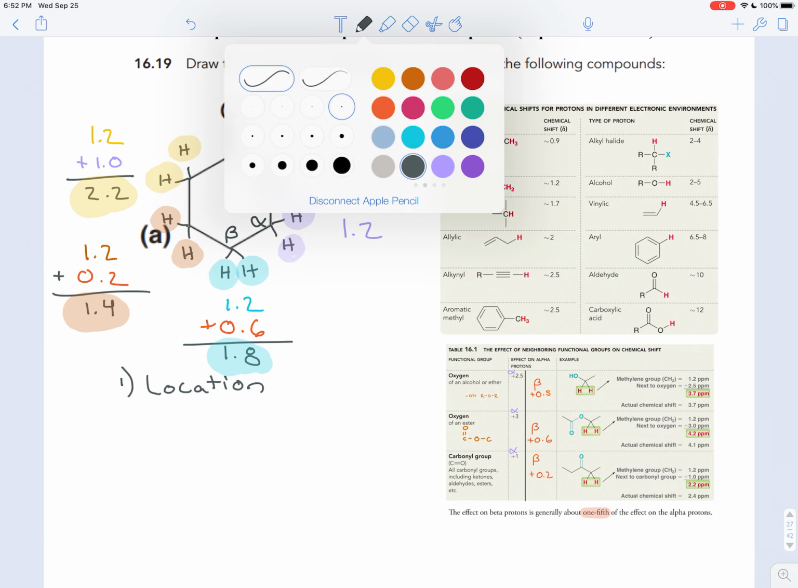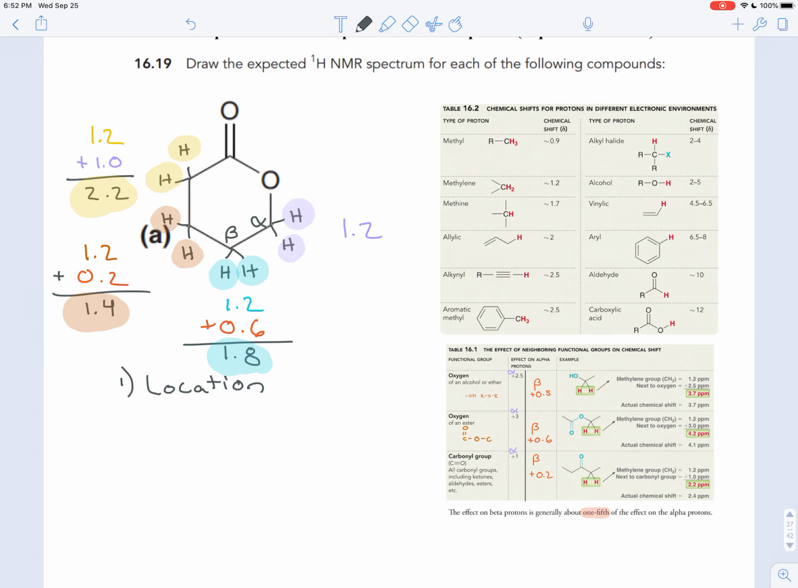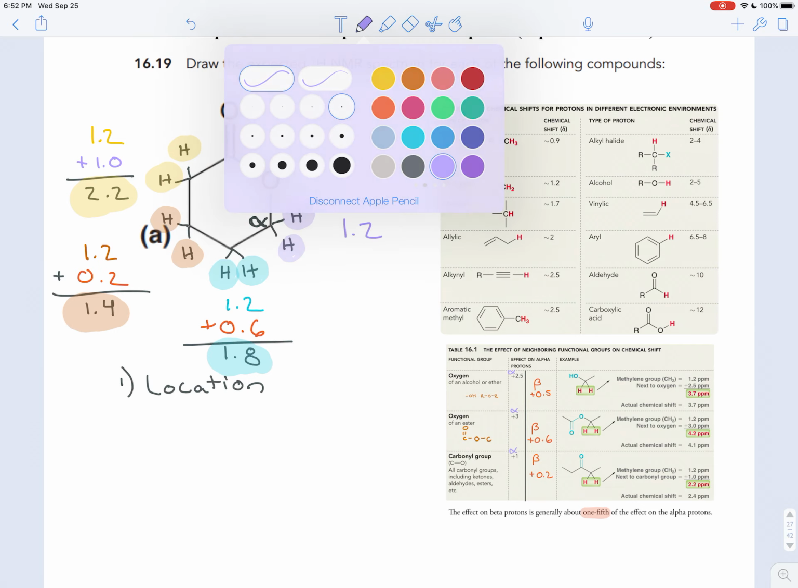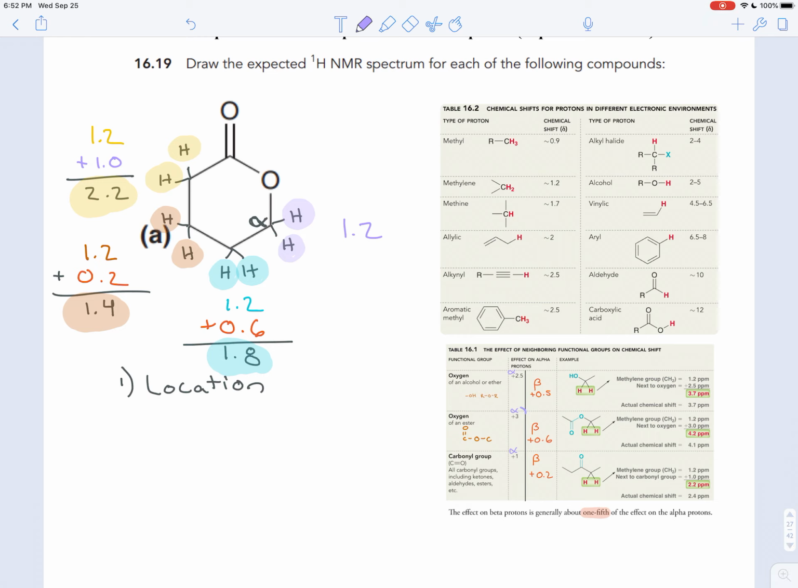Next, the purple hydrogens. So those are alpha to the ester. Right, here's our ester side. And those are one atom away, so alpha. Alpha to an ester. If you are alpha to an ester, you can see that that would mean you would add 3 to the chemical shift. So 3. So that gives you a total of 4.2. So we'd expect to see that peak at around 4.2.